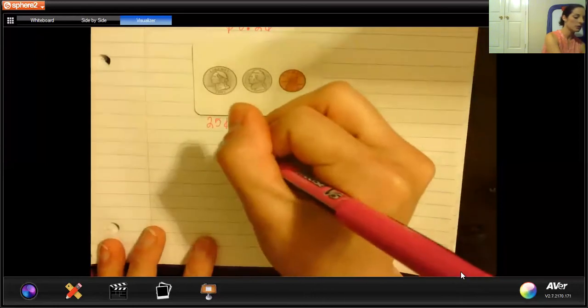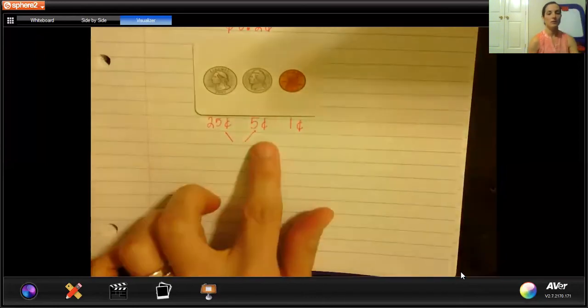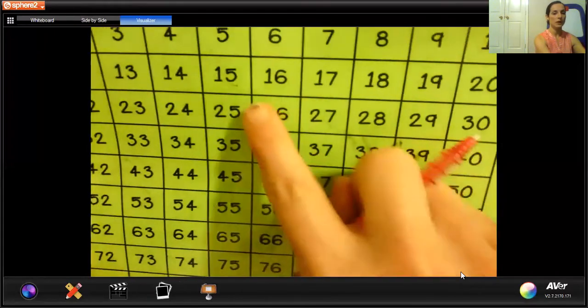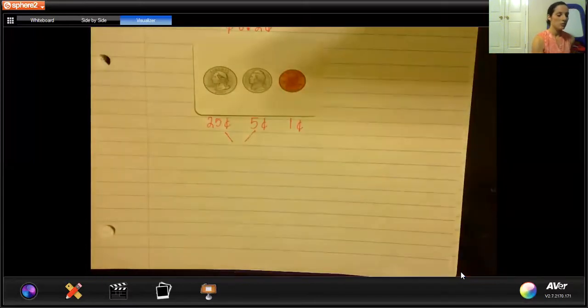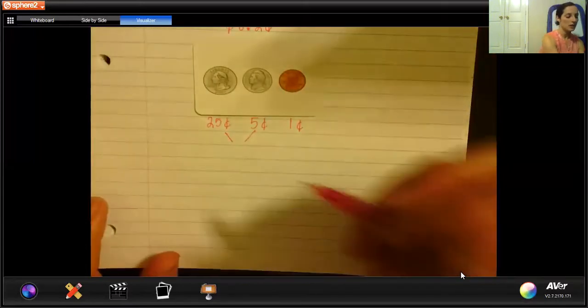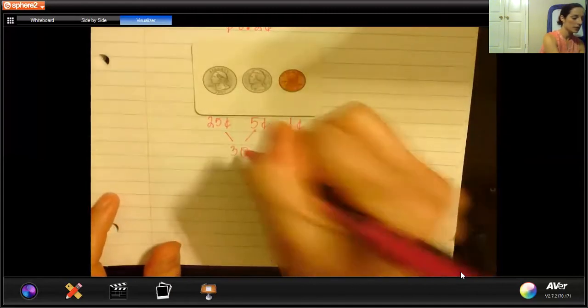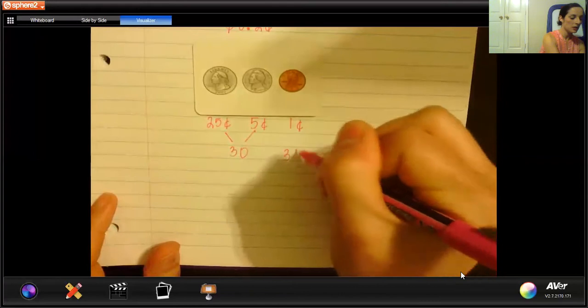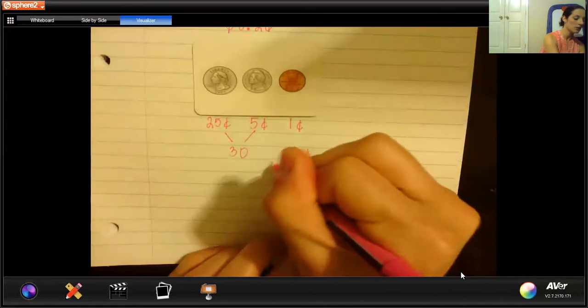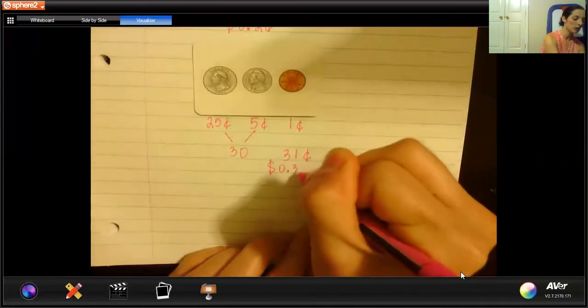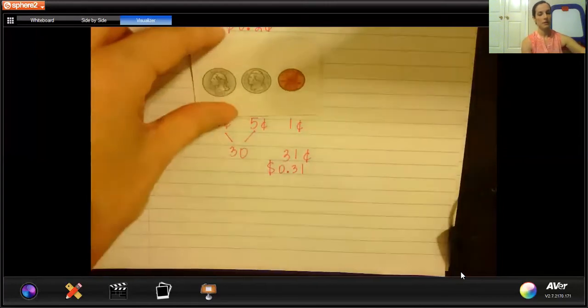We are now counting 5 more. And of course, if you have trouble doing this, you may also use your number chart. So if you have 25 and 5 more, we would be at 30. If you need your number chart, you may use it, look at the math in the email that I sent to you. So that is 30. And then one more would be 31 cents. Again, you can write it this way, or you can write it using your dollar sign.